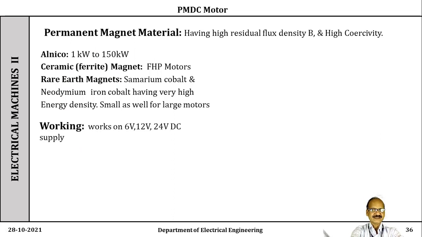Now see the working. The principle of working of the permanent magnet DC motor is exactly similar to that of the conventional motor. The only difference is that instead of the conventional way of producing the field, here permanent magnets are used on the stator. It may be in 2 pieces, 4 pieces or a continuous ring.